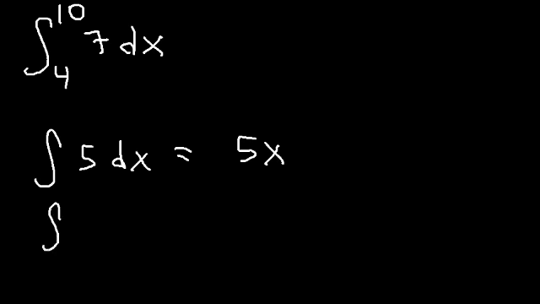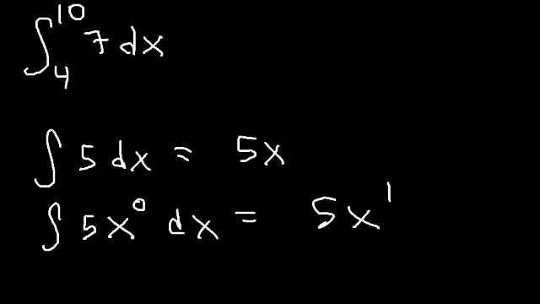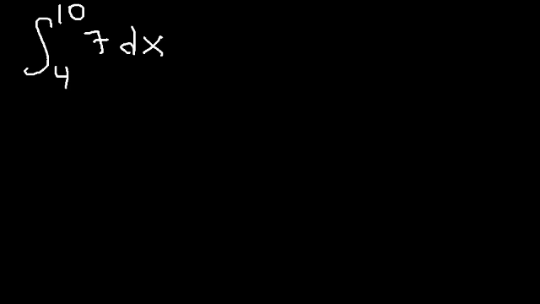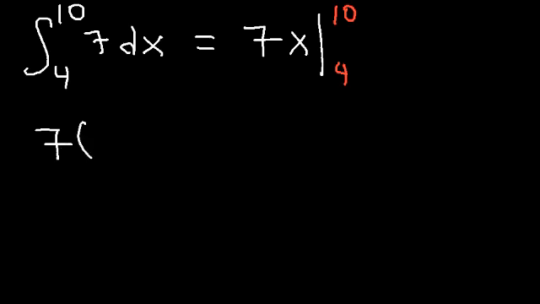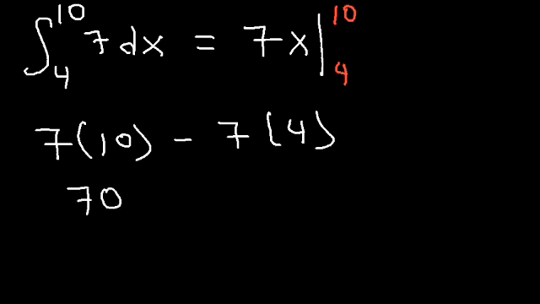Another way you can see it, 5 is the same as 5x to the 0, because anything raised to the 0 power is 1. And so you can add 1 to the exponent and then divide by that number, which will still give you 5x. So the antiderivative of 7 is 7x, evaluated from 4 to 10. So first we're going to plug in 10, and then after that we're going to replace x with 4. 7 times 10 is 70, 7 times 4 is 28, and the difference between these two numbers is 42. So this is the answer.